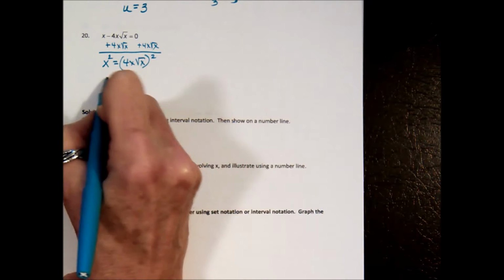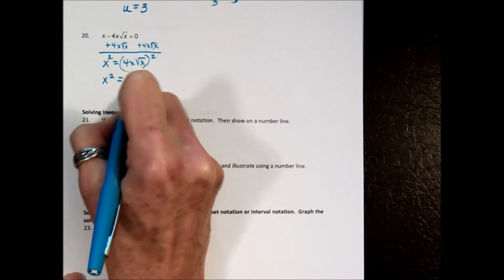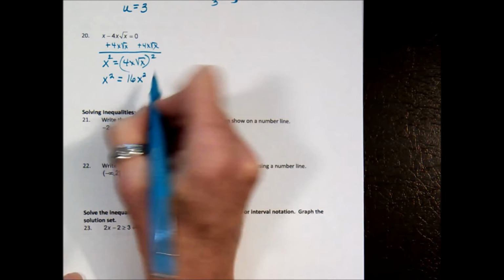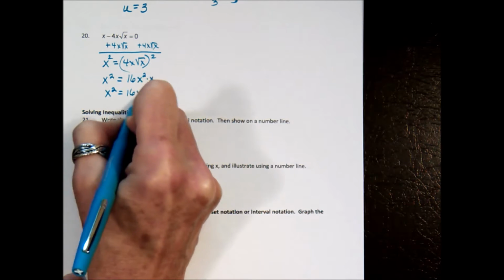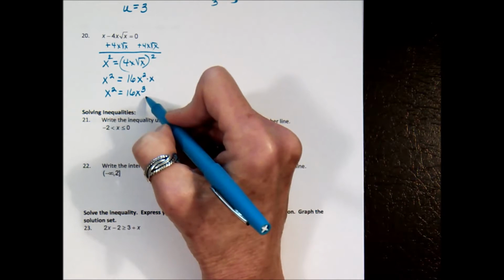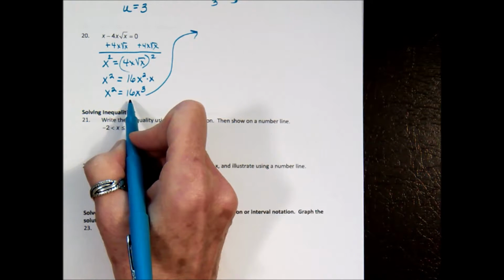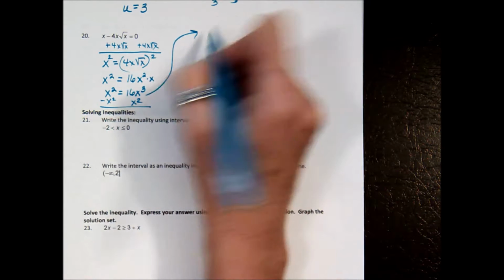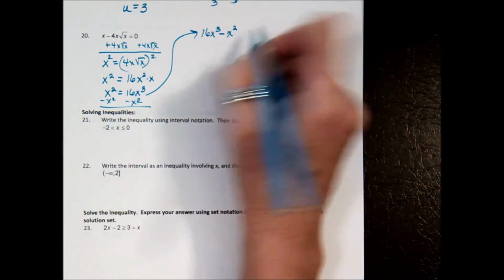So that gives me x squared. Now over here, you've got to be careful. The 4 gets squared. The x gets squared, but so does this square root of x, so that gives me another x. So I have x squared equals 16x cubed. So what I want to do now is get it back equal to 0 by subtracting an x squared from both sides. So 16x cubed minus x squared, that was a subtract, equals 0.